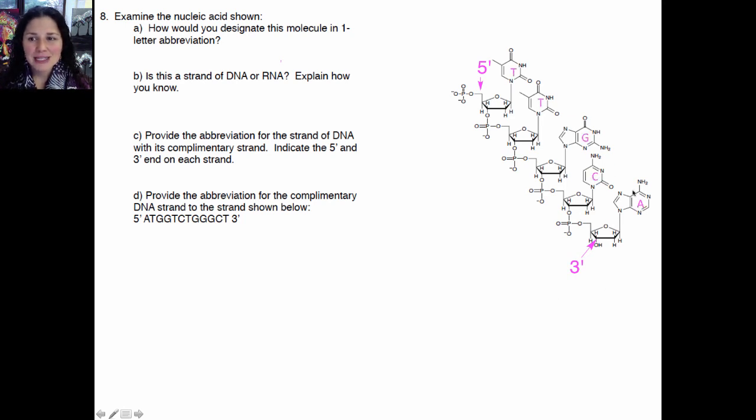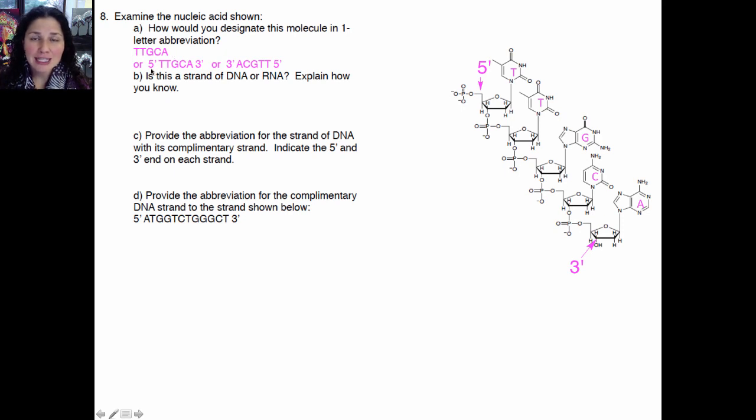I'll then label the bases using a reference chart. The bases are in the order T, T, G, C, A. And so there are several different ways I can represent this molecule using the one-letter abbreviation. By convention, I can simply write this order and assume that the 5' end is on the left and the 3' end is on the right.